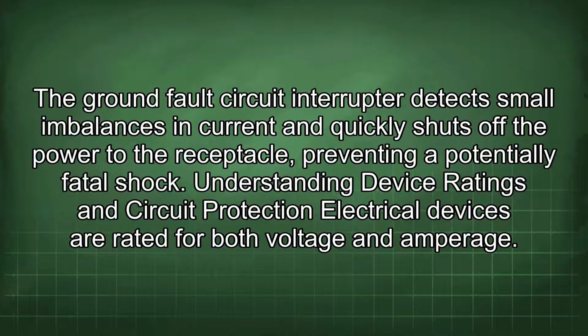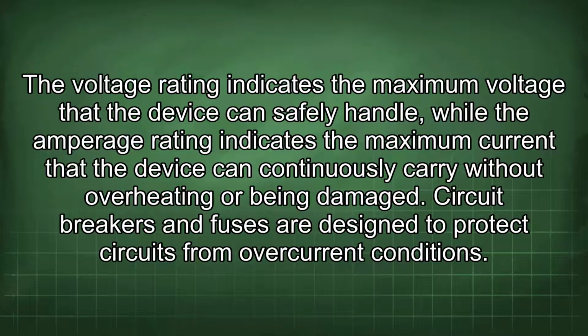Understanding device ratings and circuit protection. Electrical devices are rated for both voltage and amperage. The voltage rating indicates the maximum voltage that the device can safely handle, while the amperage rating indicates the maximum current that the device can continuously carry without overheating or being damaged.